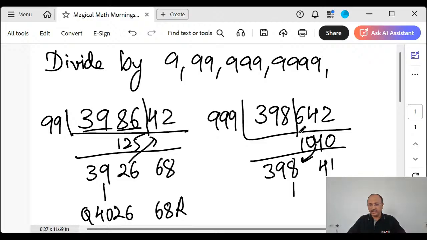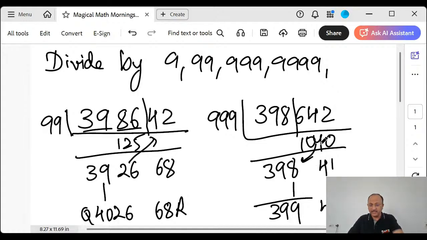So 390, see 398 we have written. Then you add 390 to this, you will get 1040, which is greater than 999. Correct? No? So I will remove 999 and add it here, it will become 399. And the remaining thing is 41 is the remainder. 399 and 41. See, while subtracting, you remove 1000 and add 1, correct? No? Instead of subtracting 999.